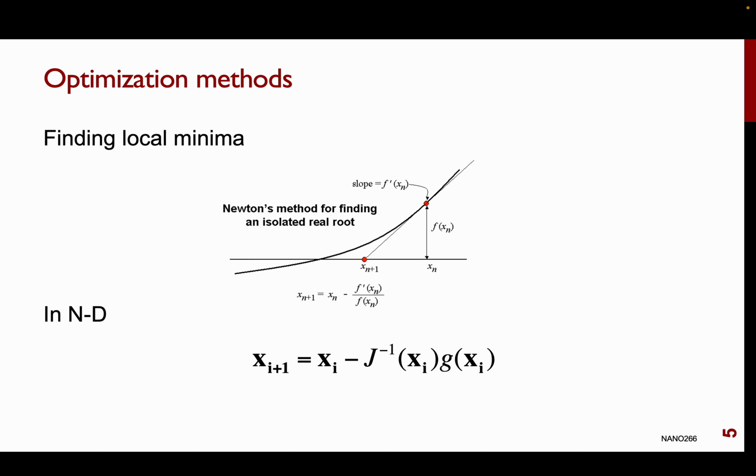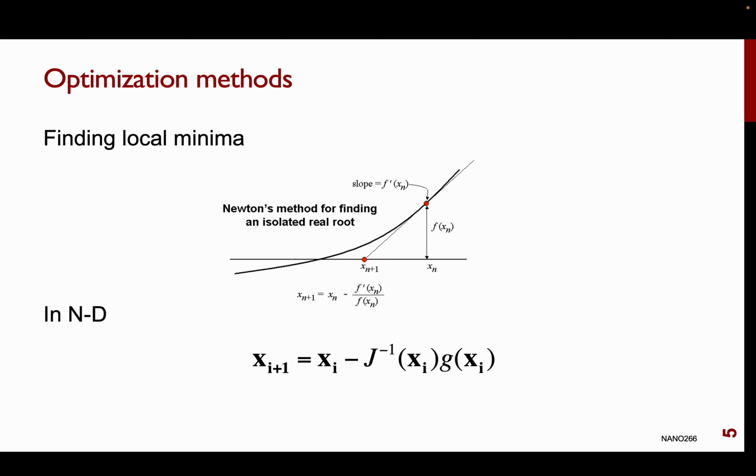Now, when we do automatic geometry optimization, one of the things that we are always trying to do is to find the minimum of some function, right? Typically it's the minimum of the energy. So how do we go about finding the local minimum? There's a few ways. One classic way is basically to use Newton's method for finding an isolated real root.